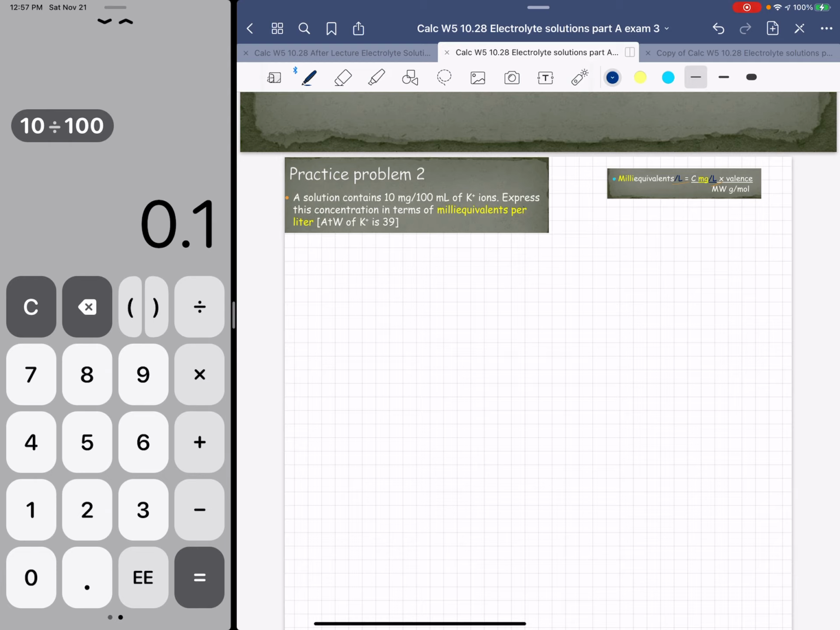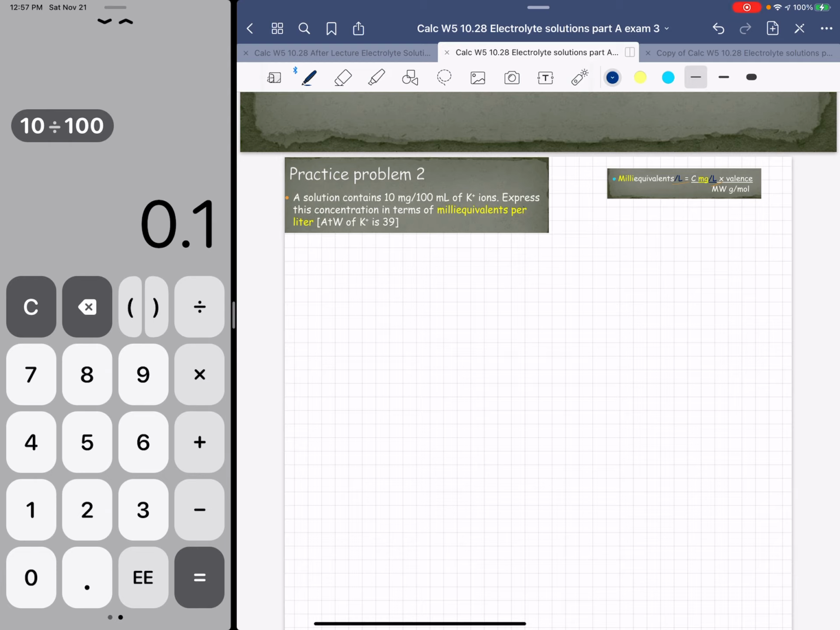Okay, so on this one, we are looking at a solution that contains 10 milligrams per 100 milliliters of potassium ions. And we want to express this concentration in terms of milliequivalents per liter. And here is where I failed. I did it as far as milliequivalents, and that didn't help. So I need to remember that I am specifically looking for milliequivalents per liter.